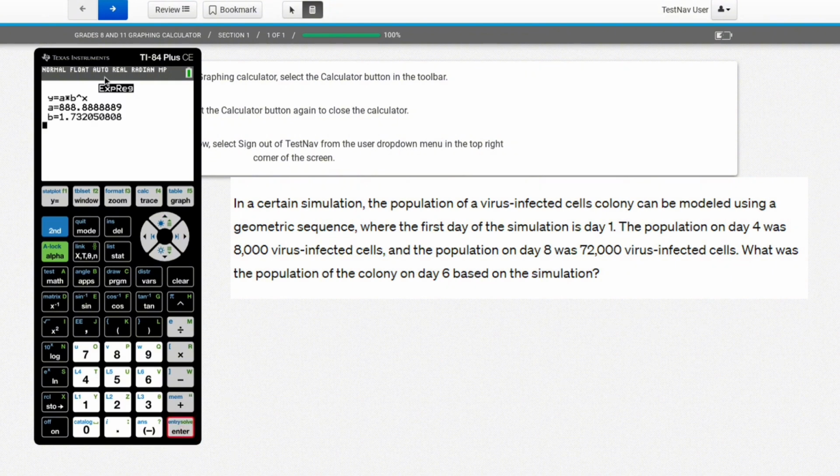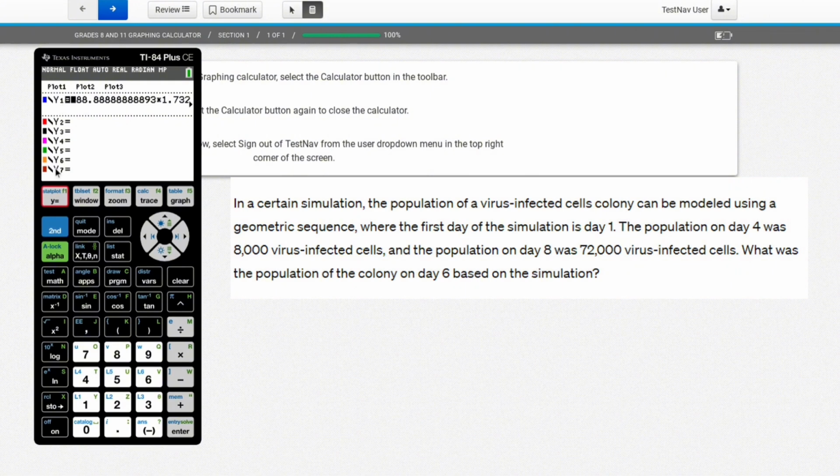So we hit calculate, lots of 8s, 1 point whatever. I don't want to have to write that out. I don't want to have to remember that. All I want to do is go to y equals and see that it's there already. So what do I need? I need day 6. So if I want to plug in 6, that's an option, but not a fun one.